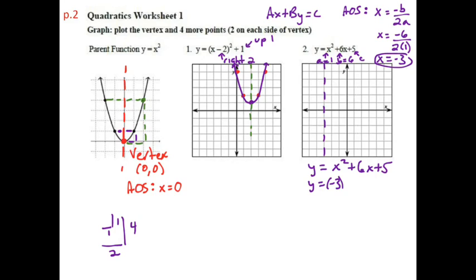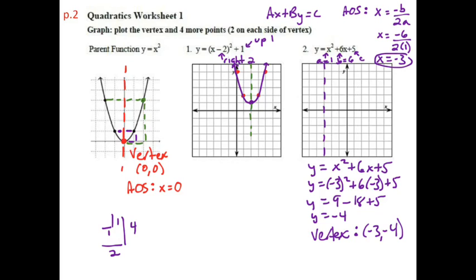So if we have negative 3 squared plus 6 times negative 3 plus 5, that will give us 9 minus 18 plus 5. So our y value will be equal to -4 when all is said and done. So that means our vertex is going to be at our x value of -3, y value -4. So we're going to come to our axis of symmetry, go down 4 units, there's our vertex.